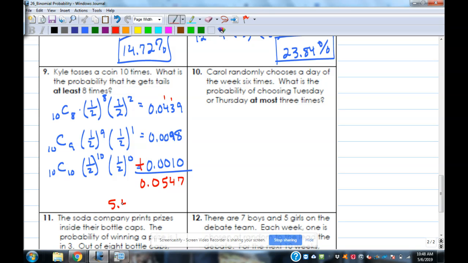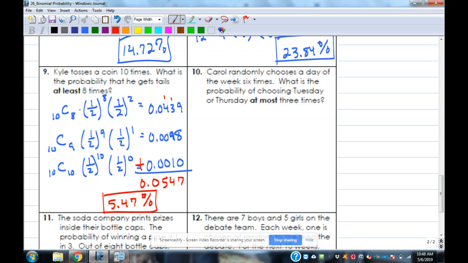So 5.47% probability of getting at least 8 times of flipping a coin and getting tails. It's not very good.